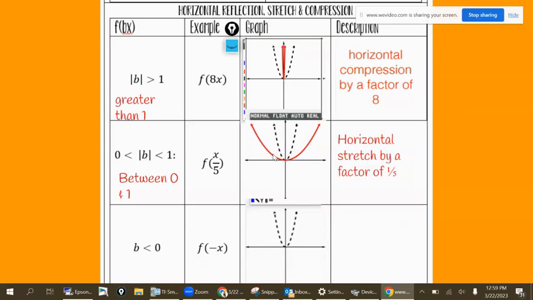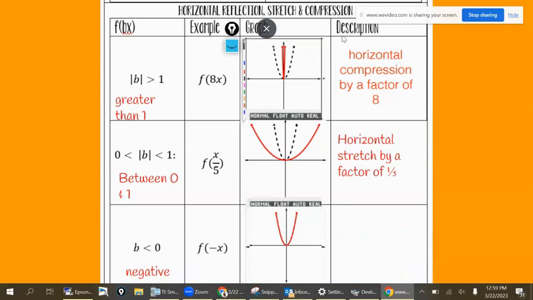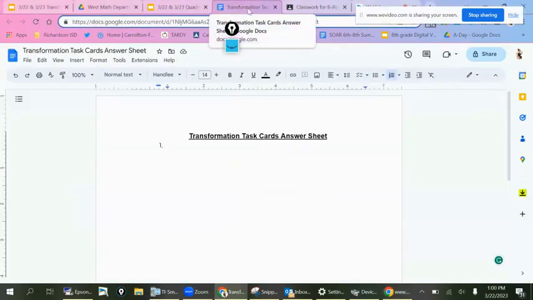All right, now this one is a reflection because it's negative. So we have a negative, and we're going to put the negative in there, and you're going to see it's going to be a horizontal reflection. So I think this picture is wrong. I'm going to put it in Desmos real quick. So I'm going to go to Desmos, ignore that because that was an epic fail.